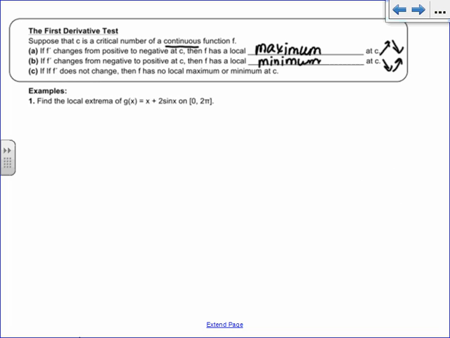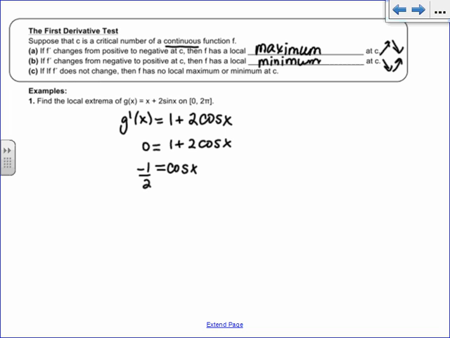All right, so number 1, find the local extrema of g of x equals x plus 2 sine of x. When I take the derivative, I get 1 plus 2 cosine of x. Setting it equal to 0, I get negative 1 over 2 equals cosine of x. On our unit circle, that happens in 2 locations: 2 pi over 3 and 4 pi over 3.